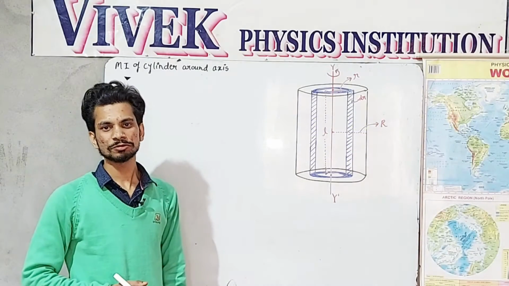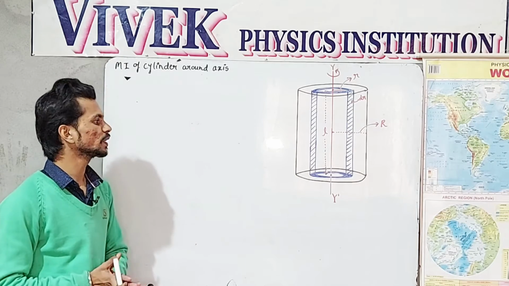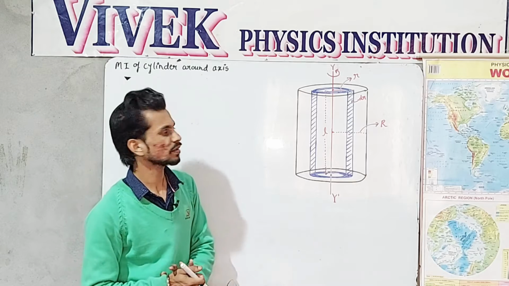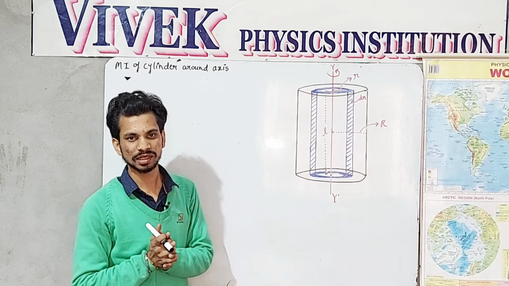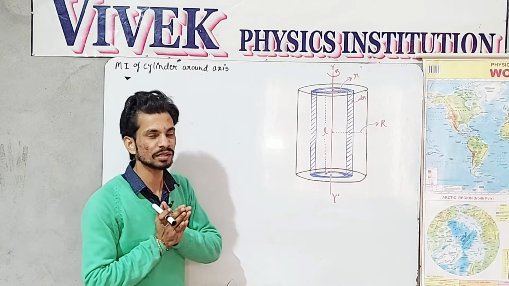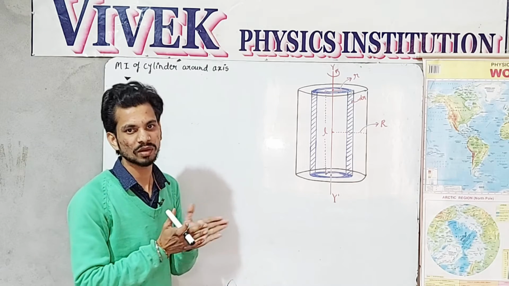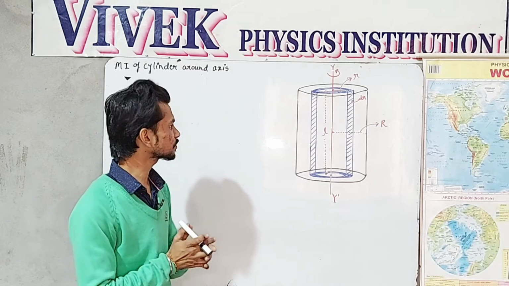The second case of MI of a cylinder would be the MI of the cylinder determined around the axis which is along the height or length of the cylinder. So in this video we are determining the MI of the cylinder around an axis which is just along its height or length. Okay, so on the board you can see the respective diagram.